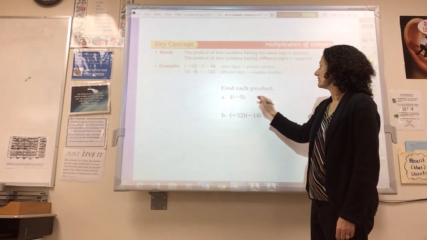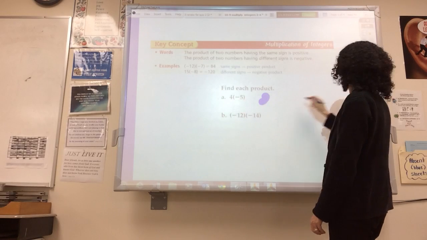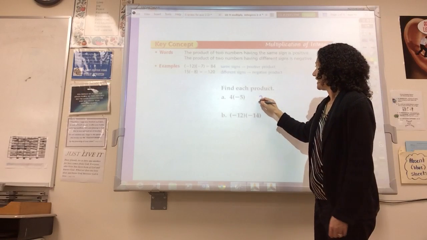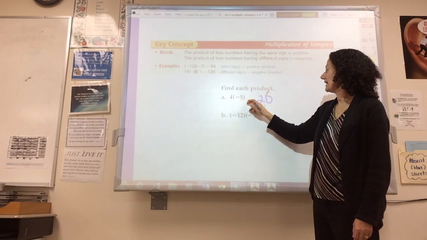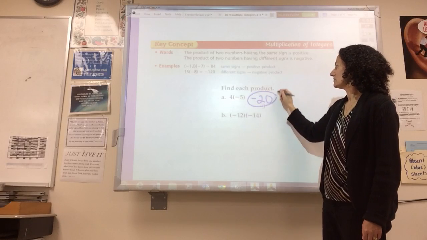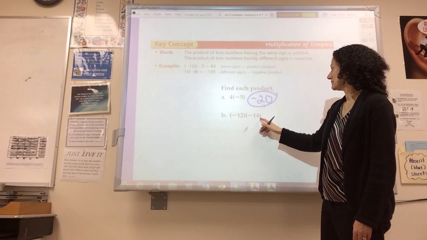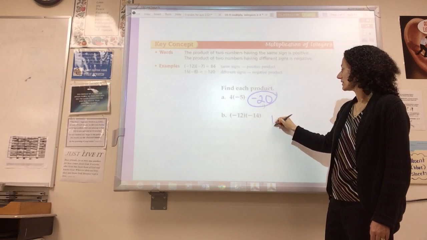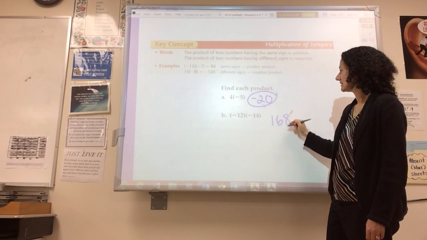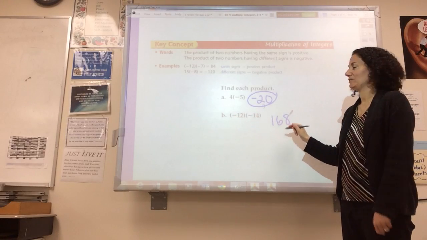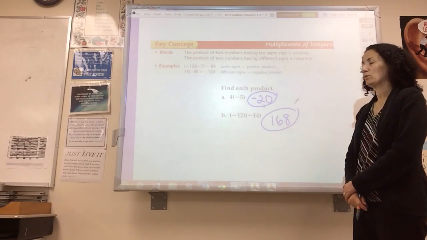So 4 times 5 is 20. And if you have a positive times a negative, that will give you a negative. Did you get negative 20? So 12 times 14, when you work it out, is 168. And a negative times a negative will give you a positive. So our answer is positive 168.